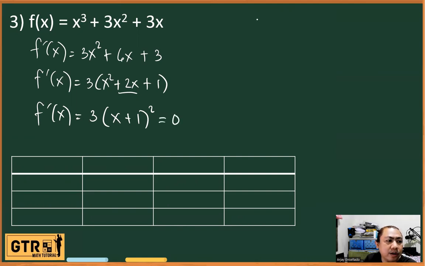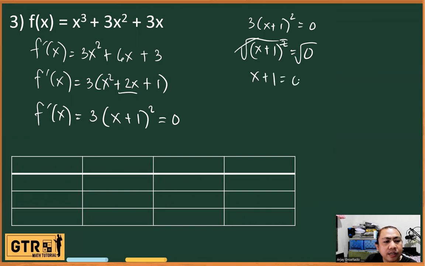Okay, so just equate to 0. So we have 3 times (x plus 1) squared equals 0. So divide both sides by 3. So we have (x plus 1) squared equals 0. Get the square root of both sides. So we can cancel out the square and the radical. So therefore, x plus 1 equals 0. And then last, subtract 1 from both sides. So therefore, x is equal to negative 1.